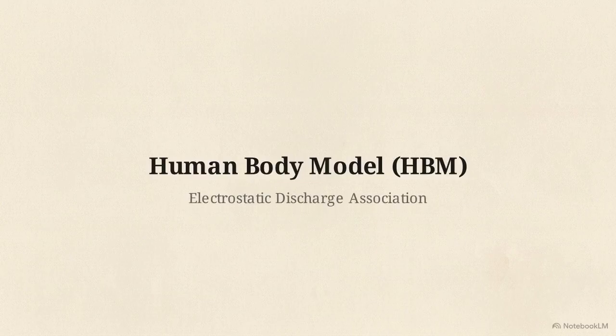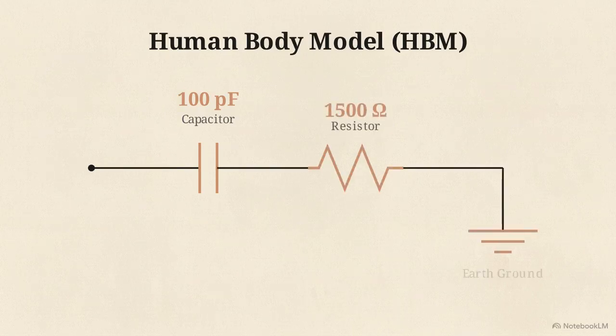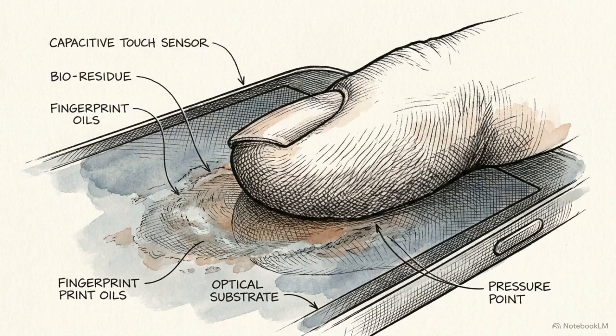When engineers design sensitive touch interfaces, they use the Electrostatic Discharge Association's human body model. It represents you as a simple circuit, a 100 picofarad capacitor wired in series with a 1500 ohm resistor, terminating at earth ground. A modern display relies entirely on this biological circuitry.